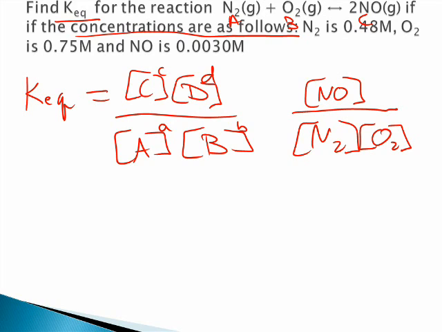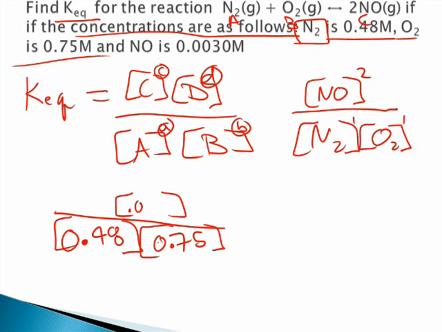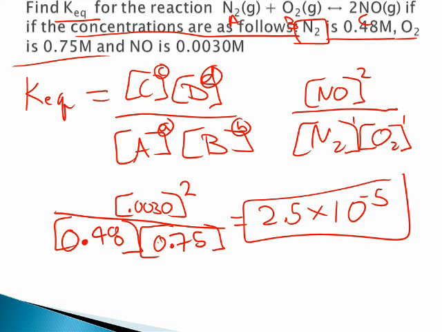Now, what about the exponents here? What's it raised to? Well, there's no coefficient, just 1 here. I mean, we don't write the 1, but it's there. NO is 2, so we square that. And what do we fill in? N2 is 0.48, so we have 0.48 times O2, which is 0.75, and NO, which is 0.0030 squared. What does that come out to be? So we get 2.5 times 10 to the minus fifth.